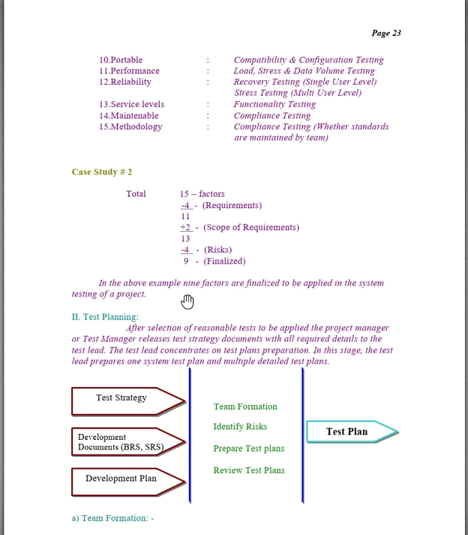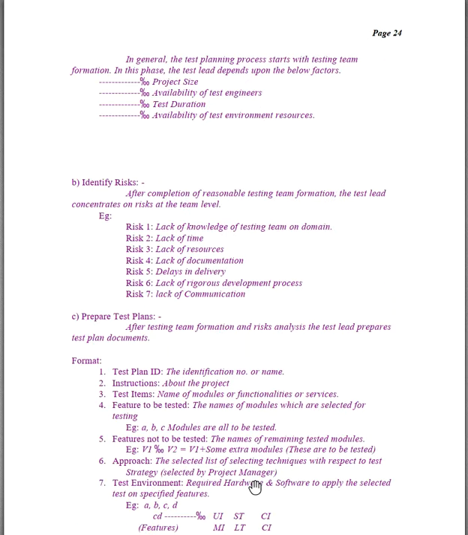Then after initiation, we will be having the test planning. So after selection of reasonable tests to be applied, the project manager or the project test manager releases the test strategy document. So the test lead concentrates on the test plan preparation. So actually there will be one system test plan and multiple detailed test plans. So it's like test strategy, BRS, SRS, development plan, then team formation, risk identification, prepare test plan, review test plan, and then the test plan will be circulated within the team.